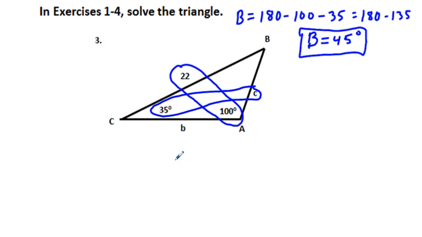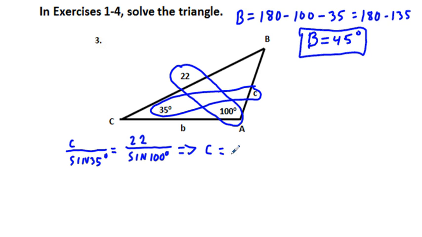Next, we're going to locate the sides as we did before. We want to find side C, and side C over sine 35 degrees equals side A, which is 22, over the sine of 100 degrees. Cross multiplying the sine of 35 degrees, we have C is equal to 22 times the sine of 35 degrees all over the sine of 100 degrees.